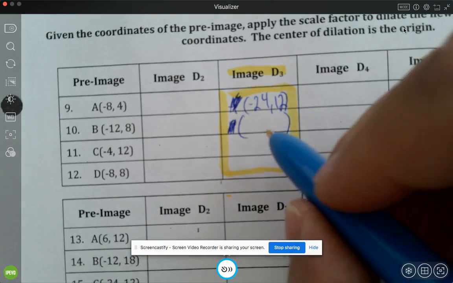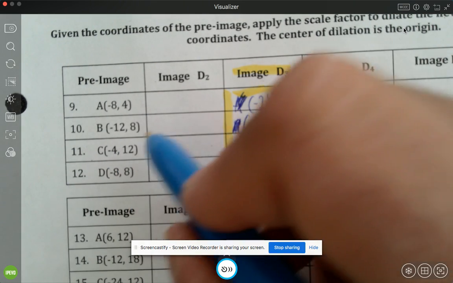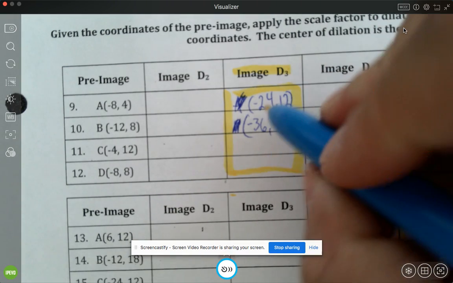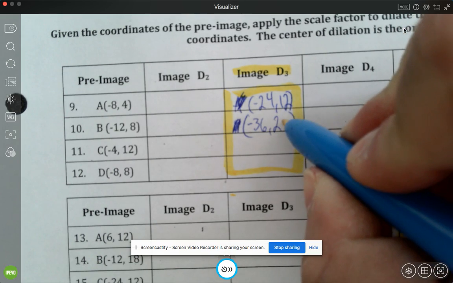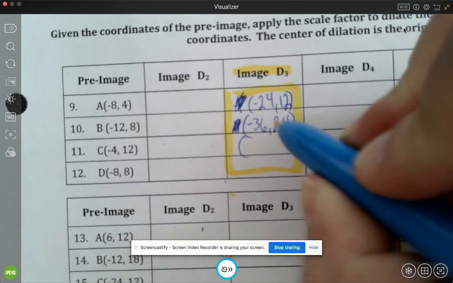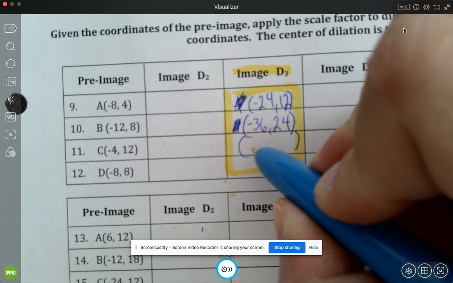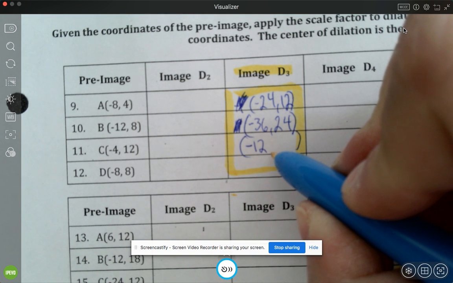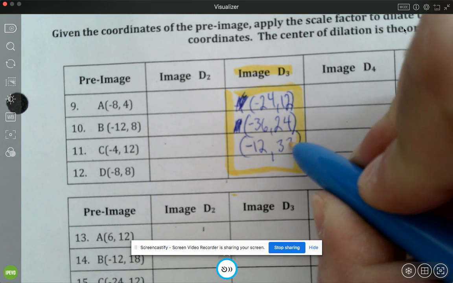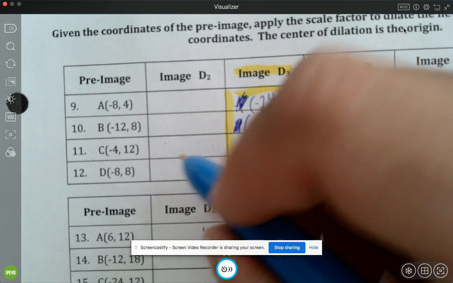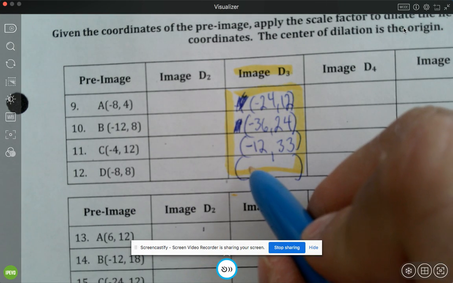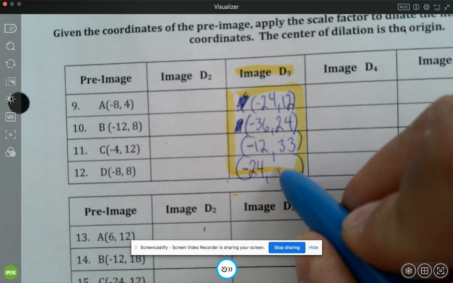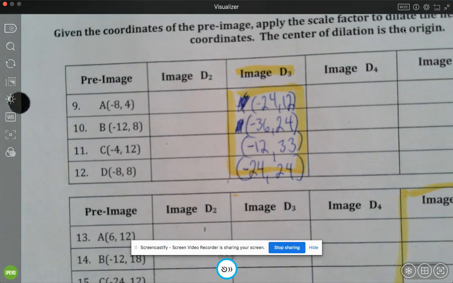So the next one, if I multiply these numbers by 3, 12 times 3 is 36, so this would be -36. And you're not even graphing them, you're just coming up with the coordinates. This would be 24. 4 times 3 is 12, so this would be -12. Scale factor of 3, 12 times 3 is this time +36. And this last one would be 8 times 3 is 24. Again, so this would be -24 and +24. So that's what you're doing for that one.